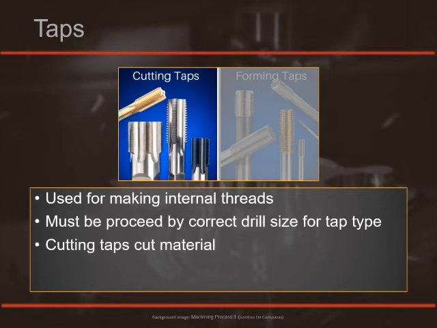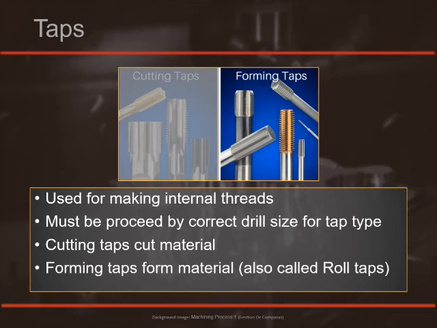Cutting taps remove material from the workpiece in the form of chips. Forming taps deform the material and are often called roll taps. It's very important that you reference the correct drill chart for the correct type of tap. A forming tap uses a different drill diameter than a cutting tap.